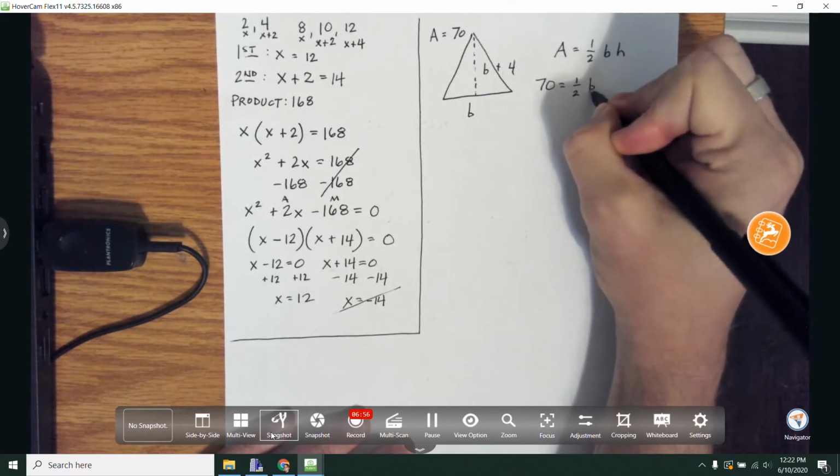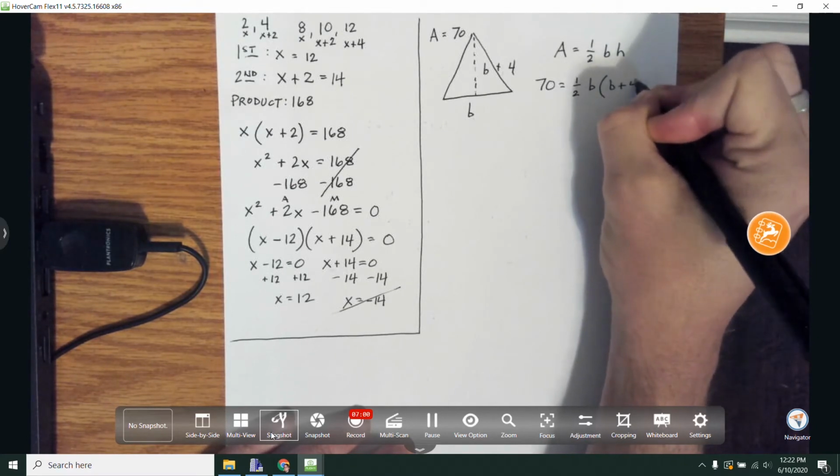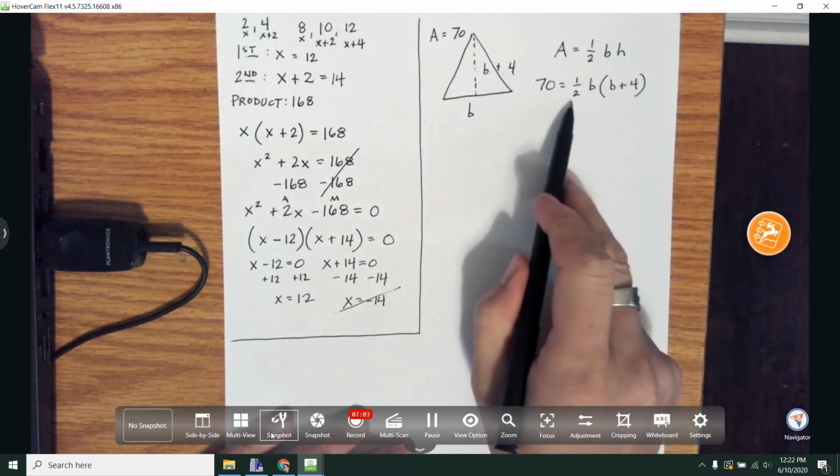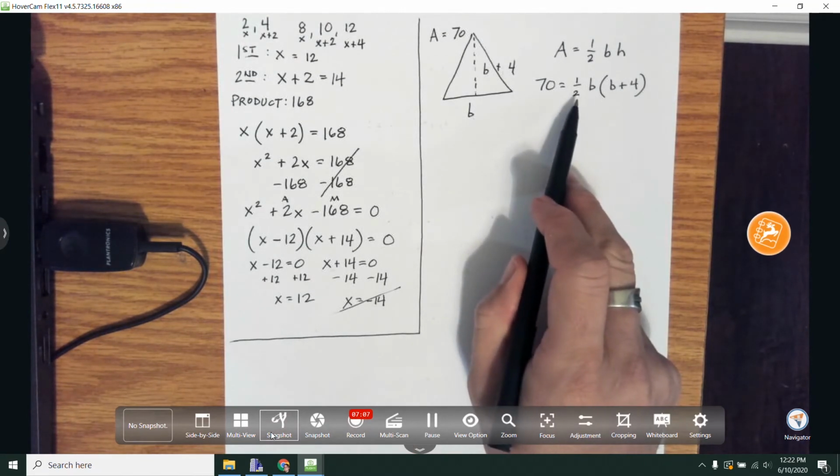And we got the base, which is still b. And then our height is b plus 4. Now I want to get rid of this half right away. And there's two different ways of thinking about it. They both lead to the same thing.